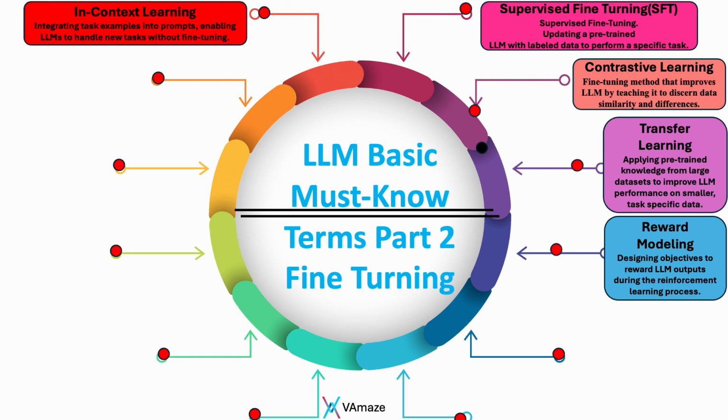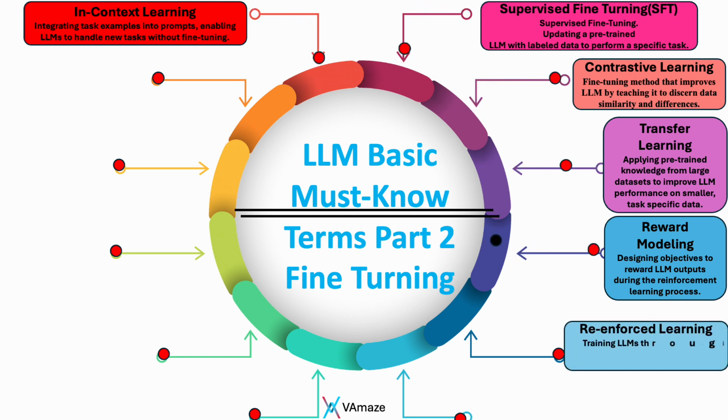The next one is reinforcement learning from human feedback, called RLHF. This involves using human feedback as rewards or penalties for LLM output. By incorporating human judgment, these techniques ensure that the model's learning process aligns closely with human expectations and preferences.